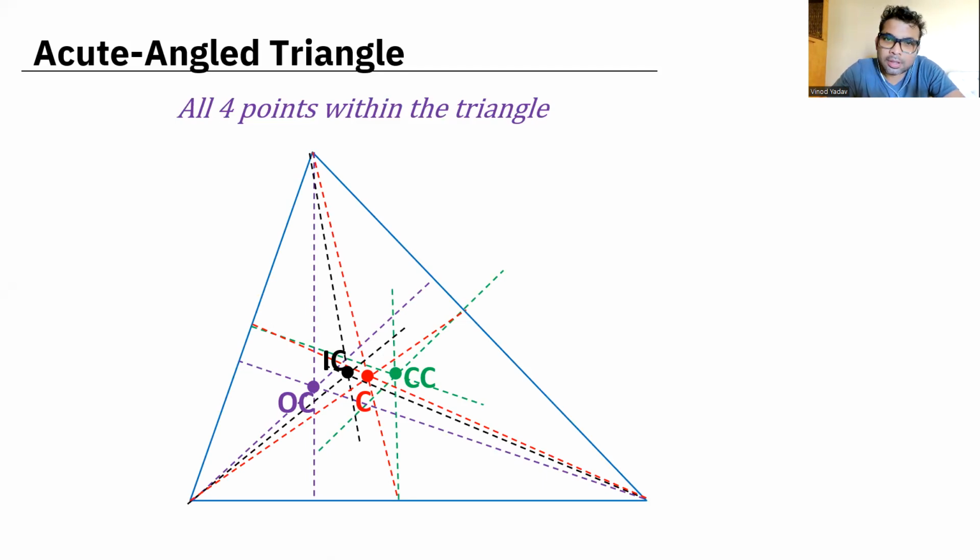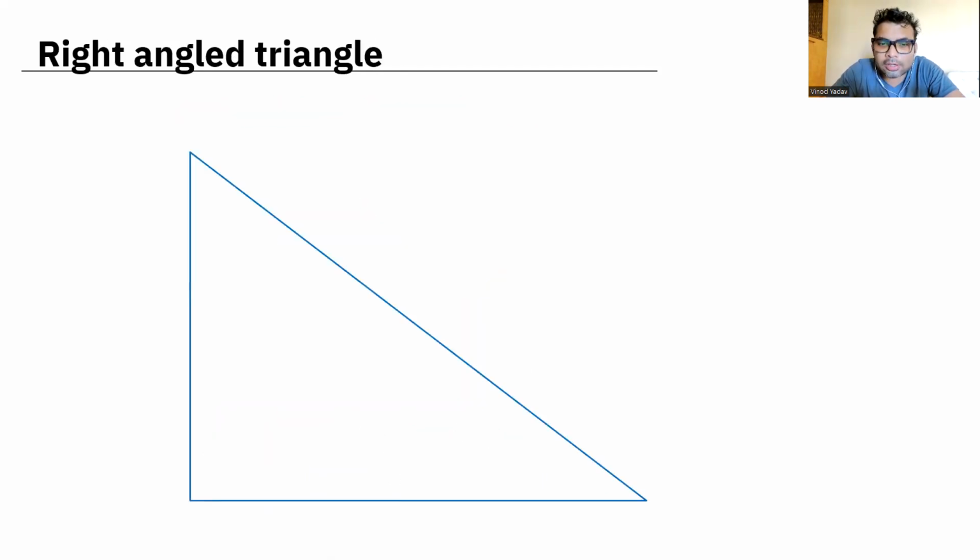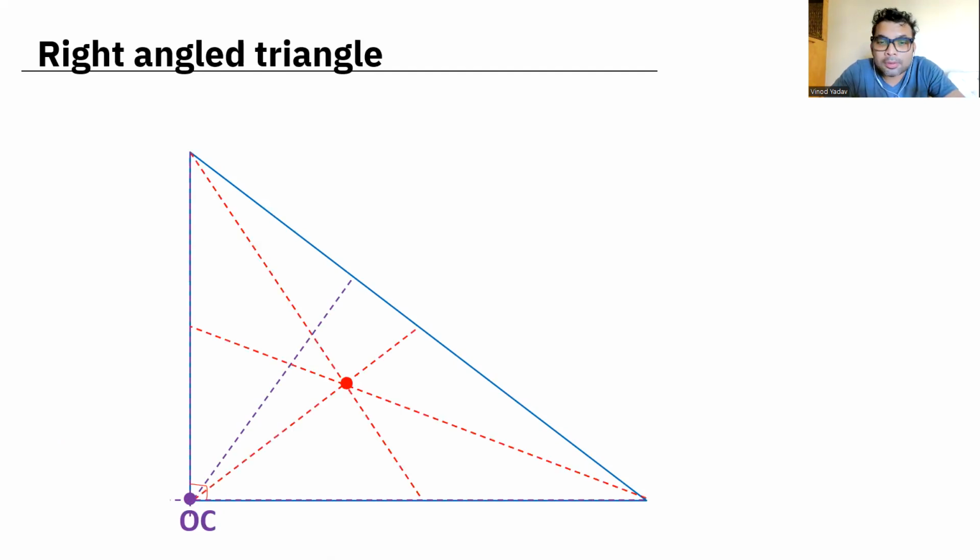Okay, simple. Let's see in case of a right angle triangle. Do you understand? The 2 sides, the 2 perpendicular sides themselves are altitudes. So they are meeting at the point containing the right angle. So that will be the orthocenter. Orthocenter is on the perimeter now, on the boundary. Centroid is still inside. The circumcenter is at the midpoint of the hypotenuse, because this point has to be equidistant from all the 3 vertices, right?